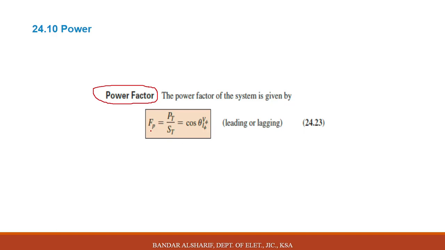Okay, if you write a power factor, for example 0.7, you need to write next to the power factor either leading or lagging, depending on the nature of the circuit. If the current leads the voltage, you will write leading. If the current lags the voltage, you will write lagging.